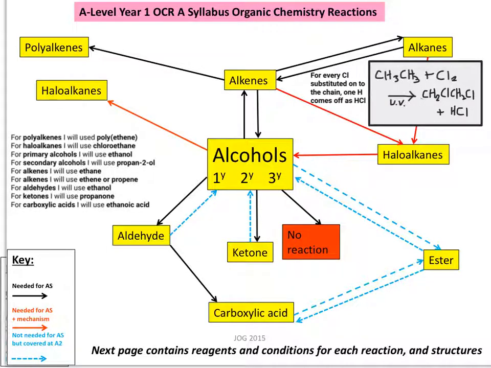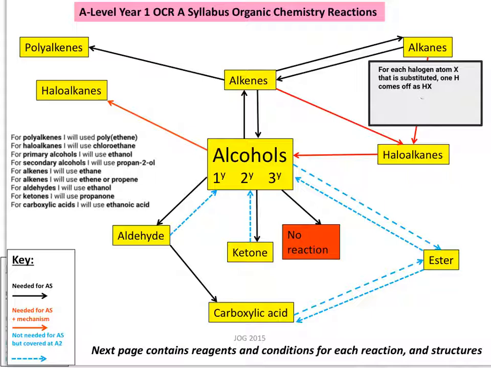But for every chlorine that's substituted onto the chain, one hydrogen comes off as HCl. So for that to happen, you have to think quite carefully, in this case, how many chlorines are substituting. There's 2. But you also need to make 2 HCl's. Like so. So you must be careful when balancing your equations. For each halogen atom X that is substituted, one hydrogen will come off as HX.